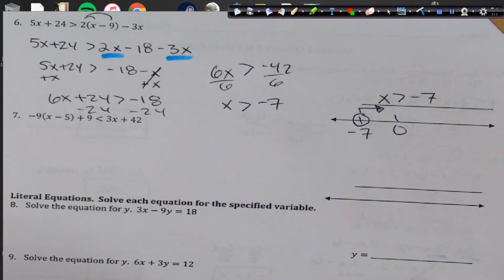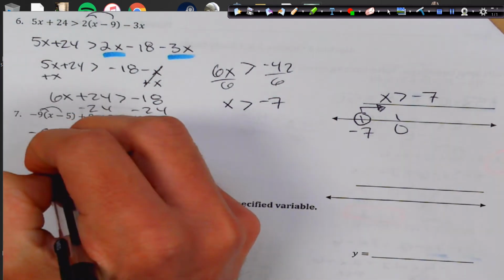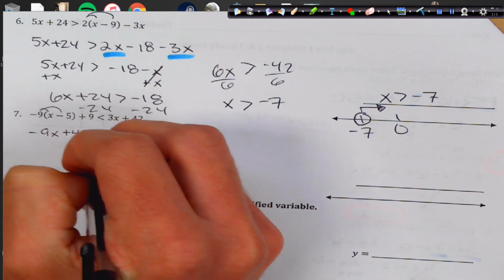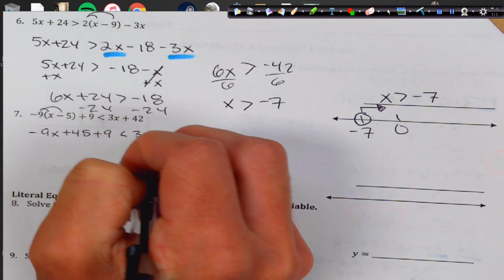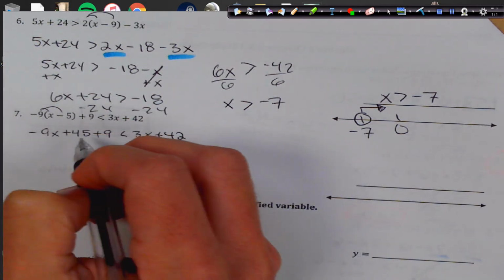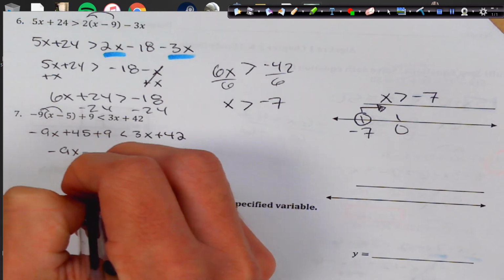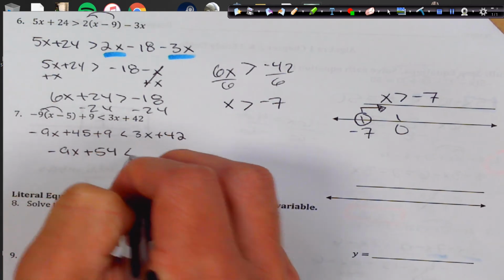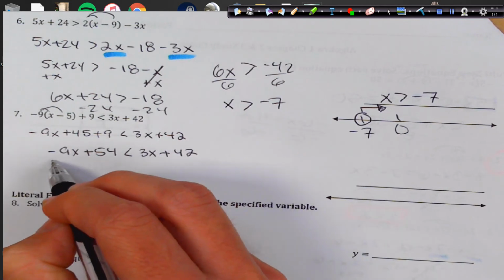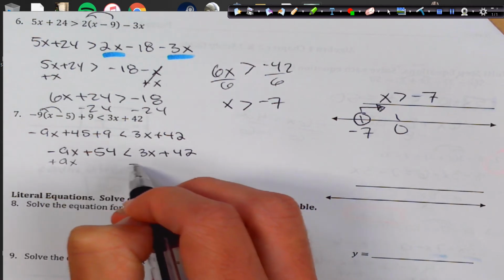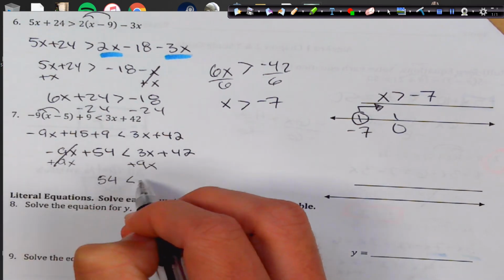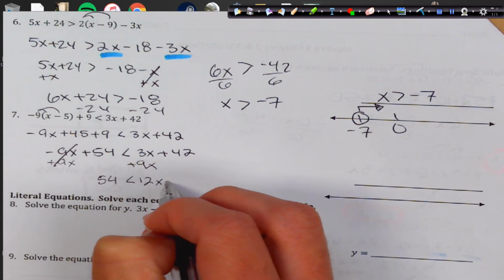Okay, next up, distribute. Negative 9x, negative times a negative is a positive 45 plus 9, 3x plus 42. Okay, we're going to go ahead and combine like terms over here. Negative 9x plus 54 less than 3x plus 42. Now I'm going to move the smaller piece, which would be the negative 9x. Always move the negatives if possible so we can get rid of them. So you get 54 is less than, this is going to become 12x plus 42.